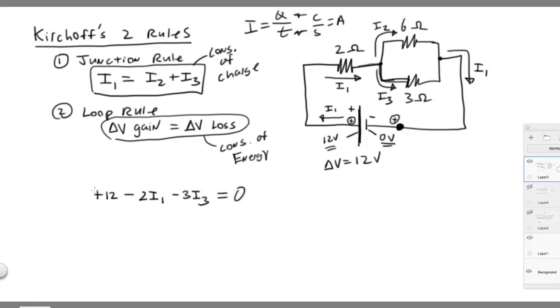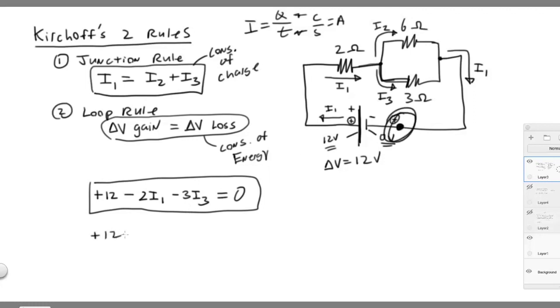Voltage gain must equal voltage loss. So we just wrote a really useful equation. So let's do another loop. Starting at our same point right here, we cross the battery again. That's a voltage gain of 12. We cross the 2 ohm. That's going to be a voltage loss of negative 2I1.